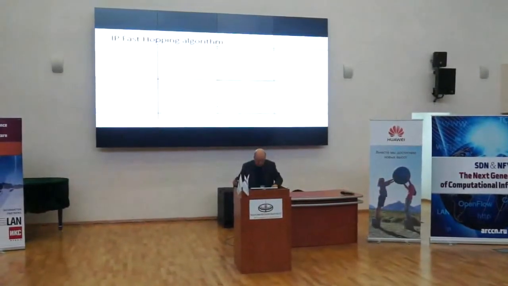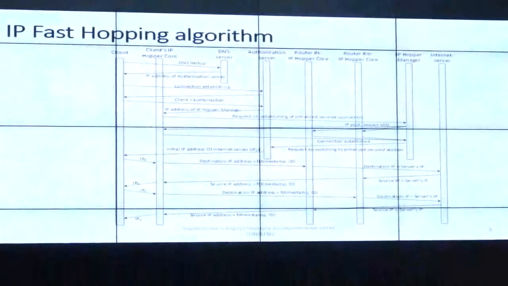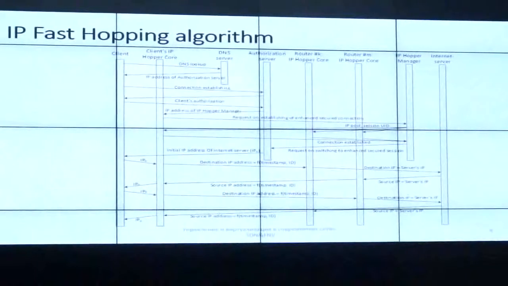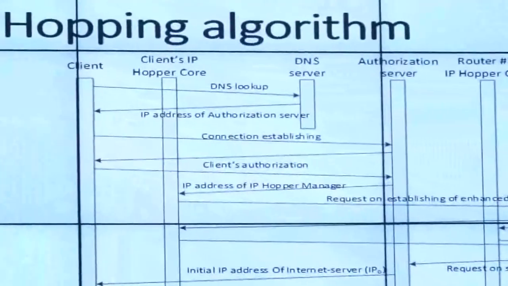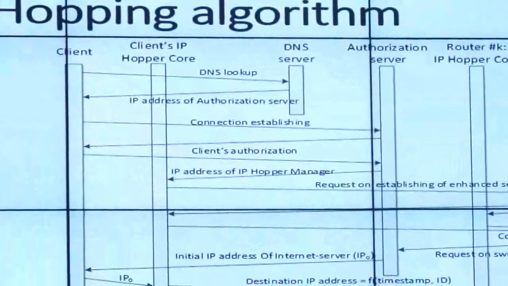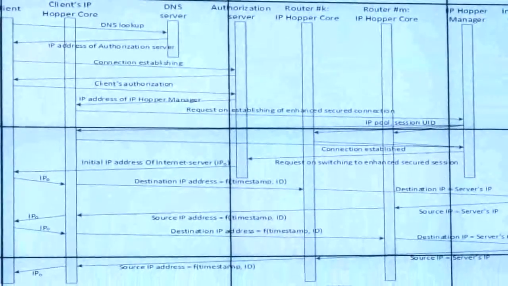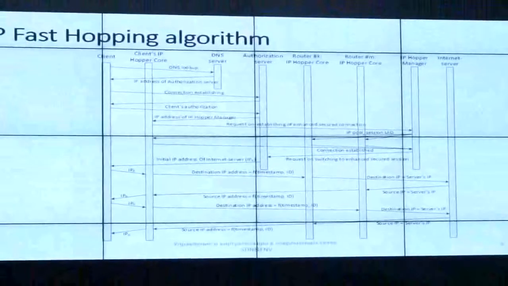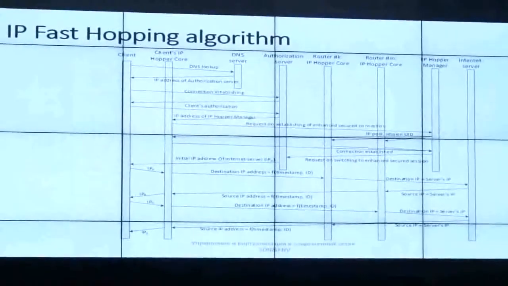Let me discuss the solution a little bit. First, DNS doesn't contain the IP address of the protected server. Instead, DNS redirects the client to the authorization server. In case of successful authorization, this is an AAA server, it checks that the client has the IP hopper core utility and initiates a handshake between the utility and the IP hopper manager. During this handshake, the IP hopper cores installed on the client side and edge switches receive the session ID, which is the first parameter, and the IP pool. After that, the authorization server redirects the client session to the initial IP address.